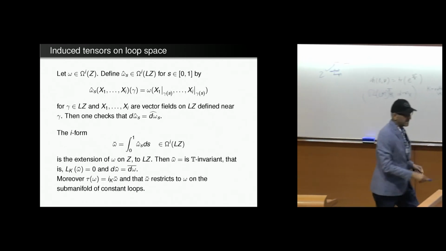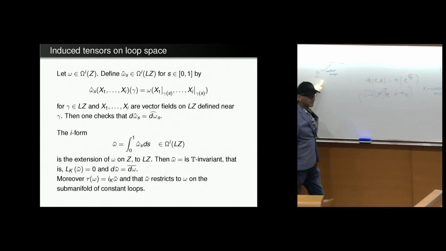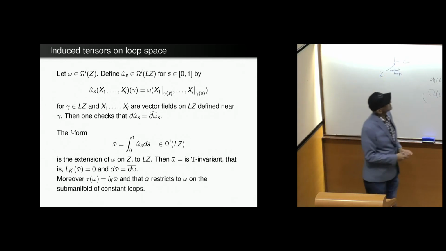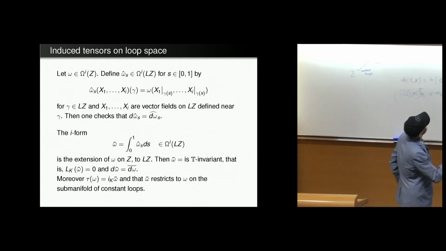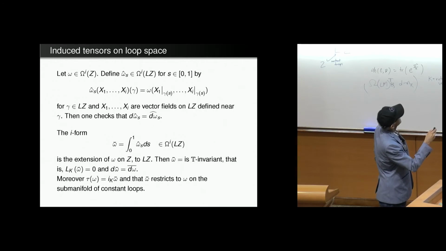And now, given any differential form on Z, when you view it as a differential form on constant loops, I will give you a way to extend it to all of loop space. Okay, so this is the construction. First you define something which depends on an S parameter, S in [0,1]. Starting from omega, you get omega hat of S, which is a differential form of the same degree on loop space.